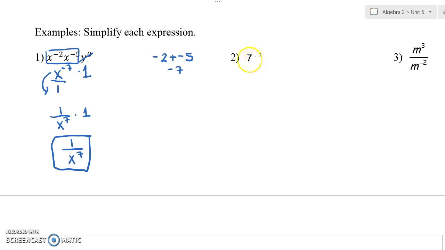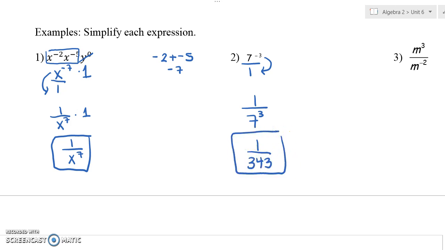In example 2, you have 7 to the negative 3rd power. So I'm not really happy about the negative 3, which is an exponent being negative. So I'm going to go ahead and put this over 1 and move it down. And I get 1 over 7 to the 3rd power. Now 7 to the third power is 7 times 7 times 7, which if I type that into my calculator, I get 1 over 343.